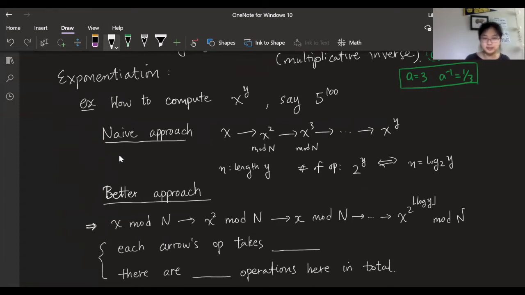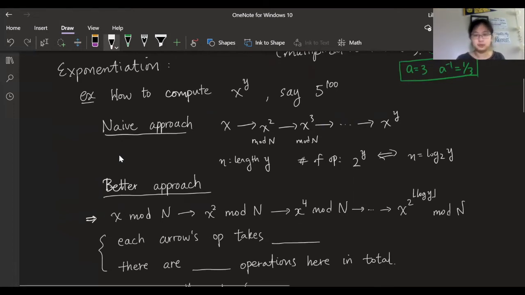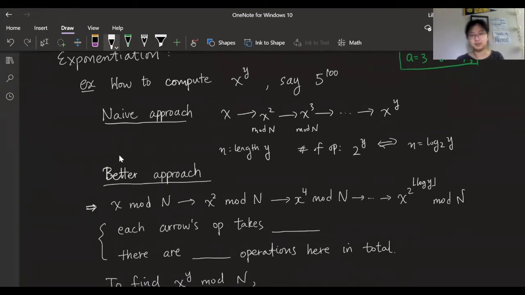So we start with x, we go to x squared, and then we go to x to the 4th, and we go x to the 8th, the 16th, so on and so forth, so that you can see that now we have fewer operations until we get to something that's close to our y, right? So essentially, we're trying to bypass the problem of having too many operations. So where do we end?